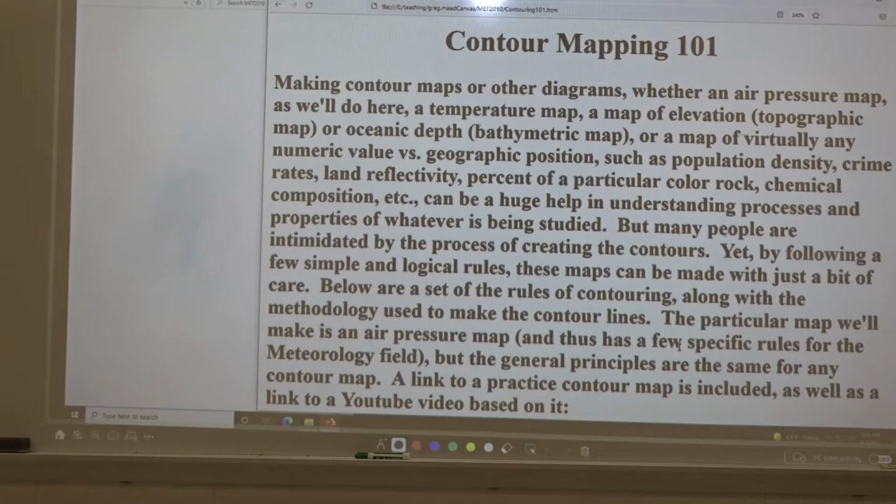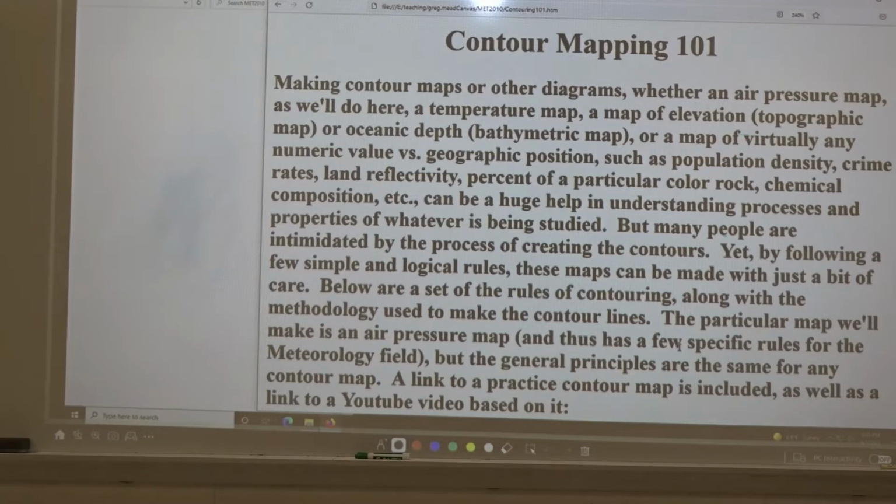Making contour maps or other diagrams, whether an air pressure map, as we'll do here, a temperature map, a map of elevation called a topographic map, or oceanic depth called a bathymetric map, or a map of virtually any numeric value versus geographic position, such as population density, crime rates, land reflectivity, percent of a particular color rock, chemical composition, almost anything, can be a huge help in understanding processes and properties of whatever is being studied.